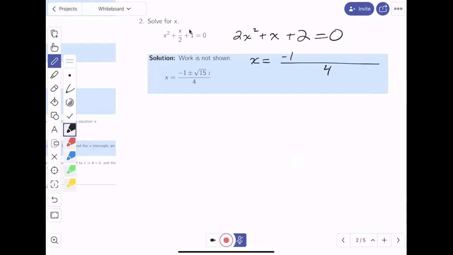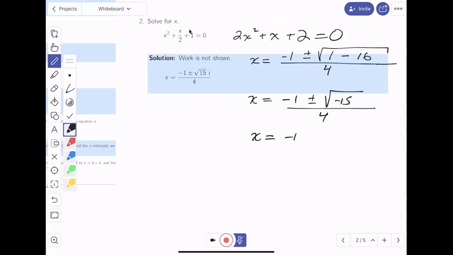The opposite of b would be minus 1, plus or minus the root of, this is where a lot of students screw up. It's going to be b squared, which is 1, minus 4 times a times c. Well, 4 times 2 is 8. 8 times 2 is 16. I want to keep going forward. x will be equal to minus 1 plus or minus the root of 1 minus 16, which is minus 15. I'm starting to see that this is complex. So minus 1 plus or minus i root 15 over 4.